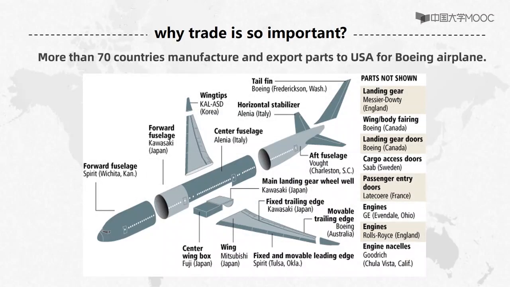What's more, trade melts individual countries' market borders, allows deeper labor division, and makes possible on the world market production that cannot be completed in one individual country. For example, the manufacture of a Boeing airplane needs millions of parts imported from more than 70 countries.